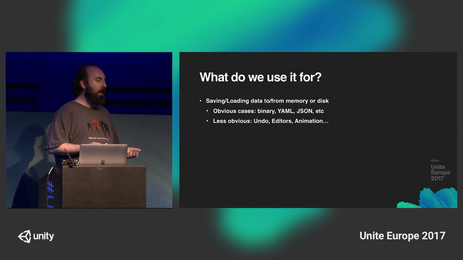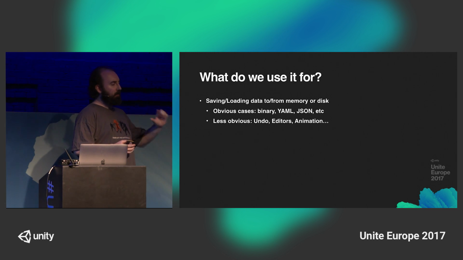The undo system actually functions by serializing an object, and then you change it, and then it serializes it again and diffs them. And that's how it works out what you've changed.